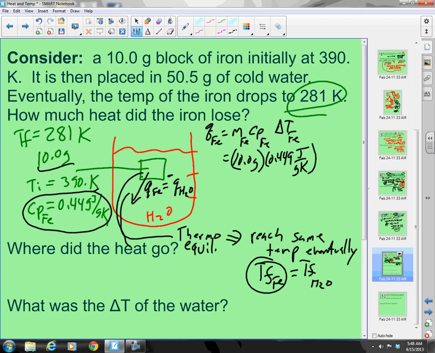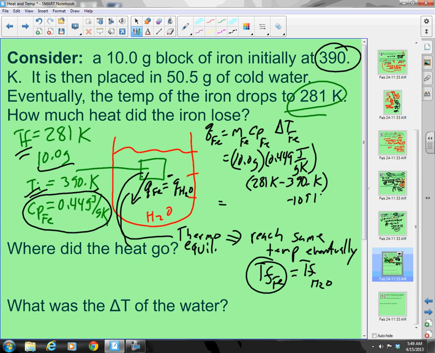And then what's the delta T? What's my initial temperature, or what's my final temperature? Remember, it's always T_F minus T_I. So it's 281 K minus 390 K. 390 K? Yeah, sure looks like 390 to me. Good. So then, what do I get out of this? Let's use the magic calculator. I'm going to take 281 minus 390, and I get a negative 109 for my delta T.